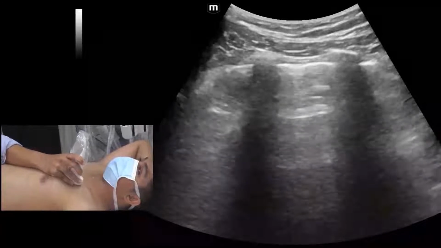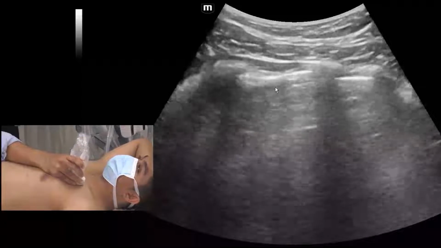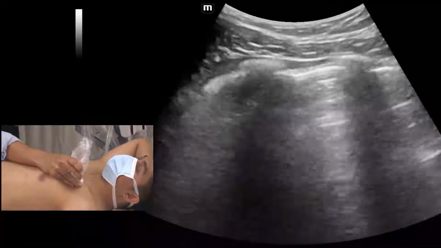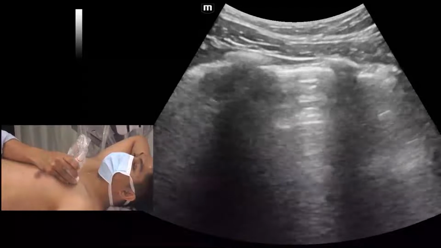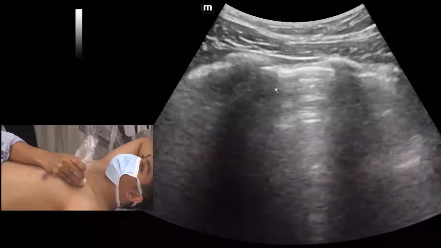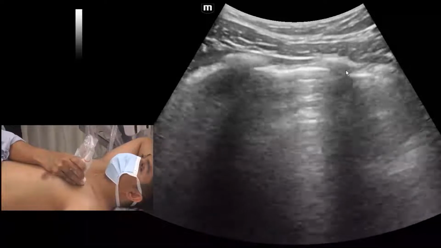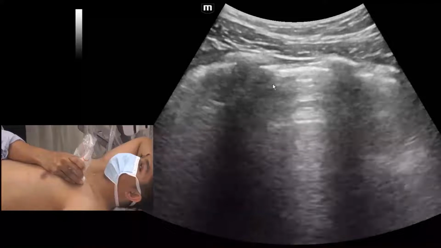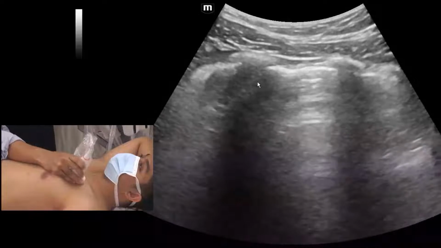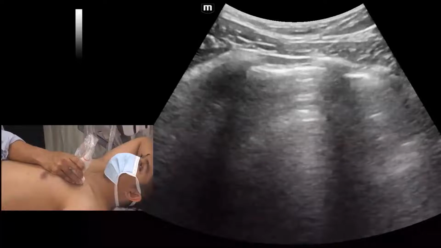So I'm going to decrease the depth. Okay, so what you're looking for is actually what we describe as the bat sign. So the bat sign technically is the head of the bat, and the shadow of the rib becomes the wing of the bat. So this is what you're going to see in the longitudinal scan.